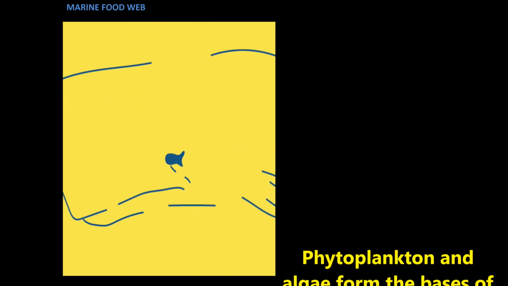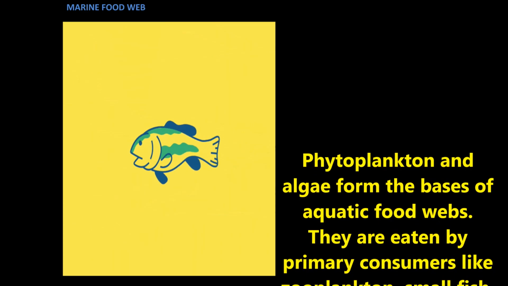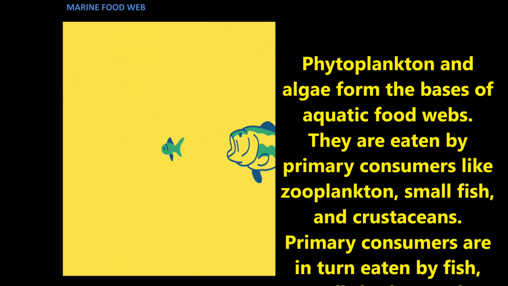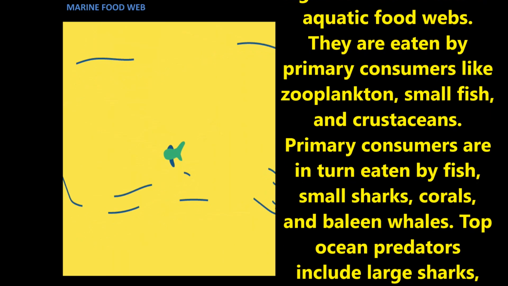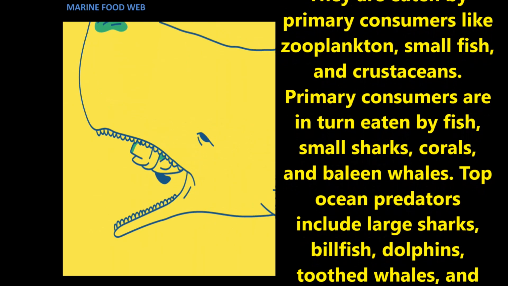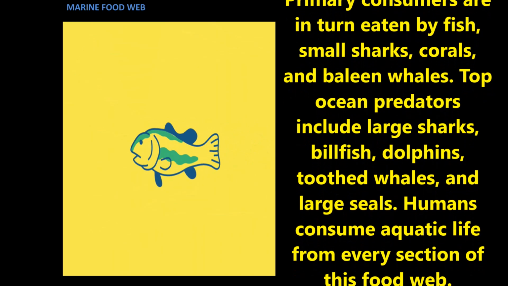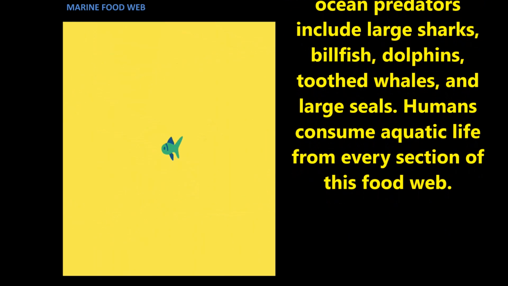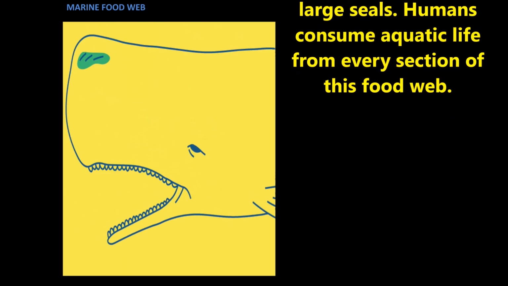Now let us discuss the food chain in the marine ecosystem. Phytoplankton and algae form the basis of aquatic food webs. They are eaten by primary consumers like zooplankton, small fish and crustaceans. Primary consumers are in turn eaten by fish, small sharks, corals and baleen whales. Top ocean predators include large fishes, jellyfish, dolphins, toothed whales and large seals. Humans consume aquatic life from every section of this food web.